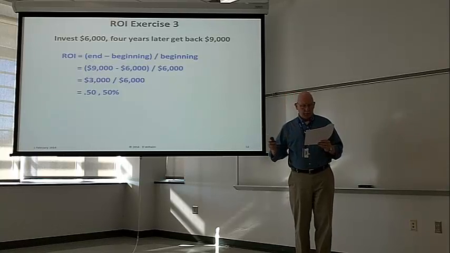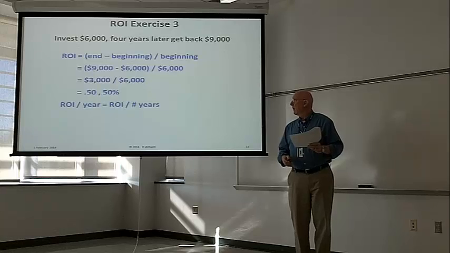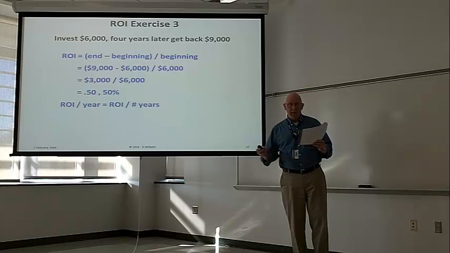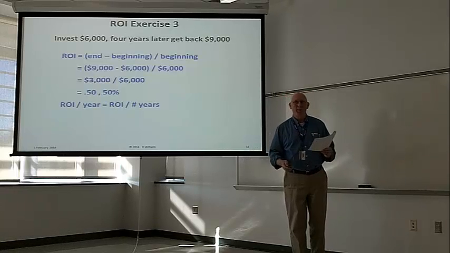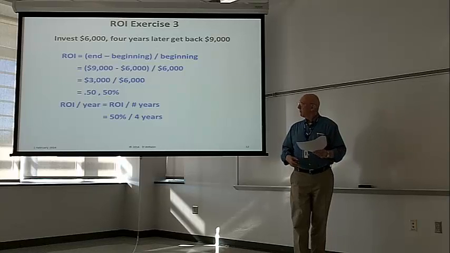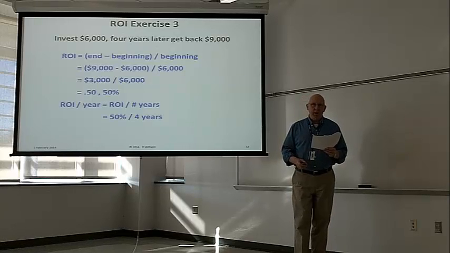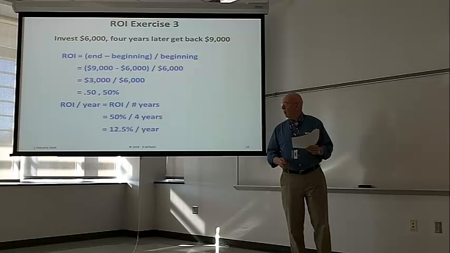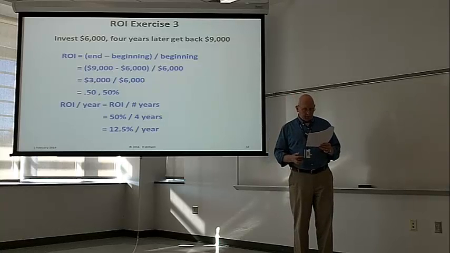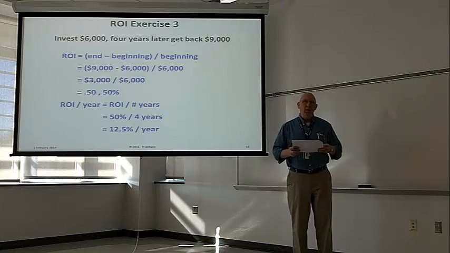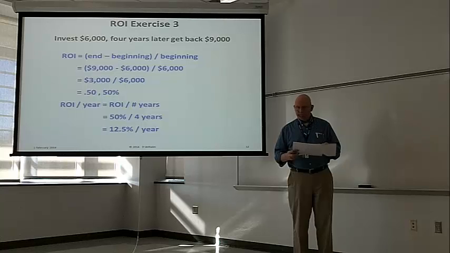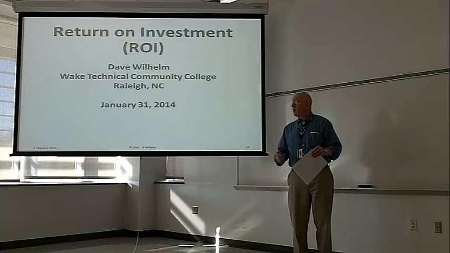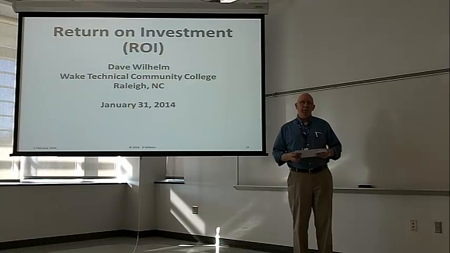But that's over 4 years, so the ROI per year is the ROI divided by the number of years. 50% over 4 years in this case, or 12.5% per year, is the annual rate of return, the annual ROI, however you want to phrase it. That's it for return on investment.